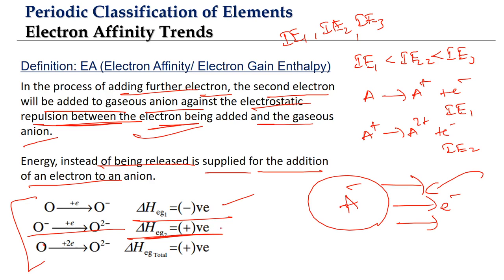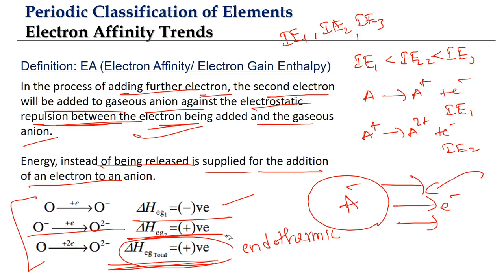And we have to supply so much energy that the overall process, if you add both the steps, will still be endothermic. Meaning the formation of O2 minus starting from oxygen, overall, will be endothermic. We still have to supply energy.